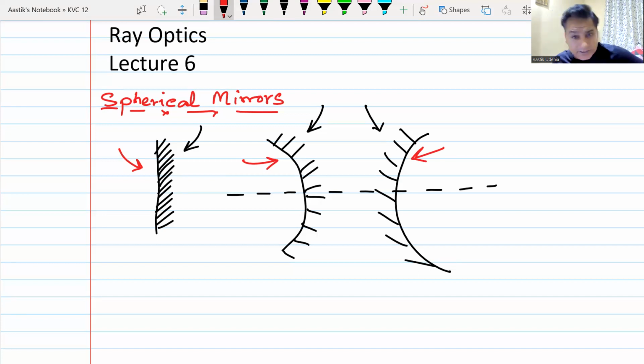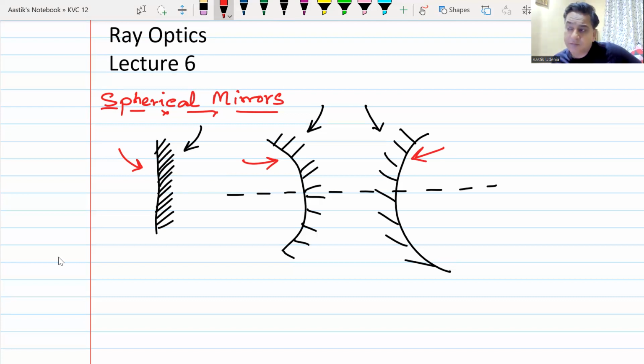Now, there are 2 types of mirror that we are going to see in this spherical mirror. One would be concave and the other one would be convex. We all know this, yes or no?